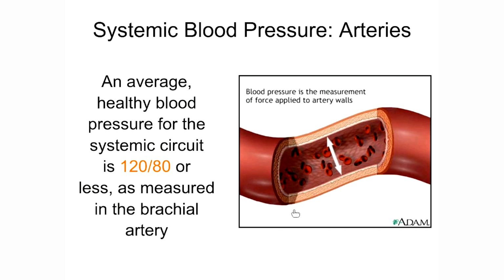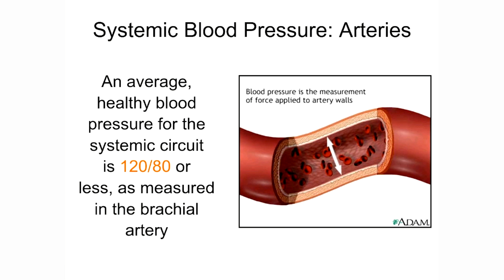what we're actually measuring. So I know a lot of students come into this class with some background in medicine, but I want to make sure that we're all on the same page with what blood pressure is. And so I want to talk a little bit more about some background baseline information as far as blood pressure is concerned. So you may have heard it said that an average healthy blood pressure for the systemic circuit is 120/80 or less as measured in the brachial artery.